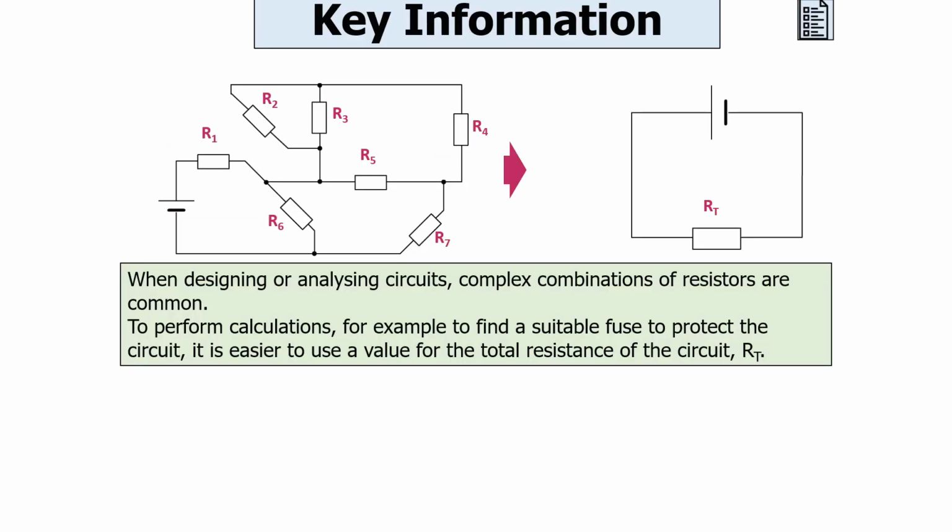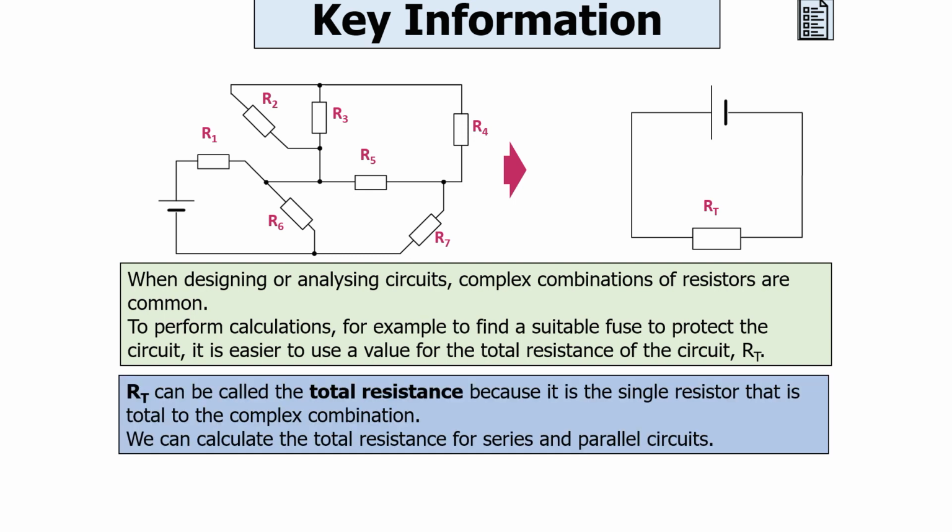Now, when designing or analysing circuits, complex combinations of resistors are very common. To perform calculations, for example to find a suitable fuse to protect a circuit, it's easier to use a value for the total resistance of the circuit, RT. RT is called the total resistance because it's the single resistor equivalent to the complex combination. We can calculate this overall resistance for both series and parallel circuits.